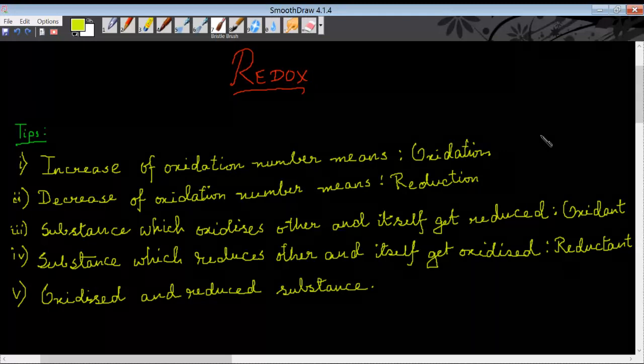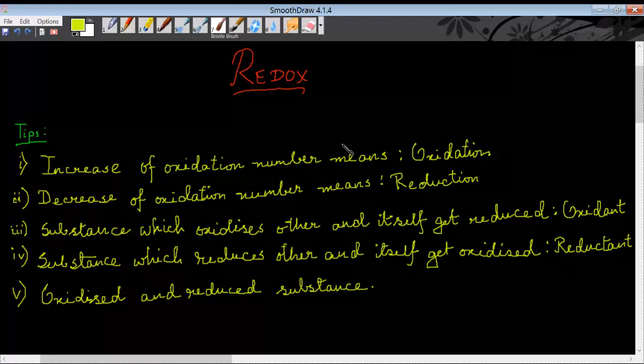In my previous video, I have already discussed how to calculate the oxidation number. If you have not gone through it, just go and check it. Then you can also easily solve oxidation number problems. Now come to today's video.